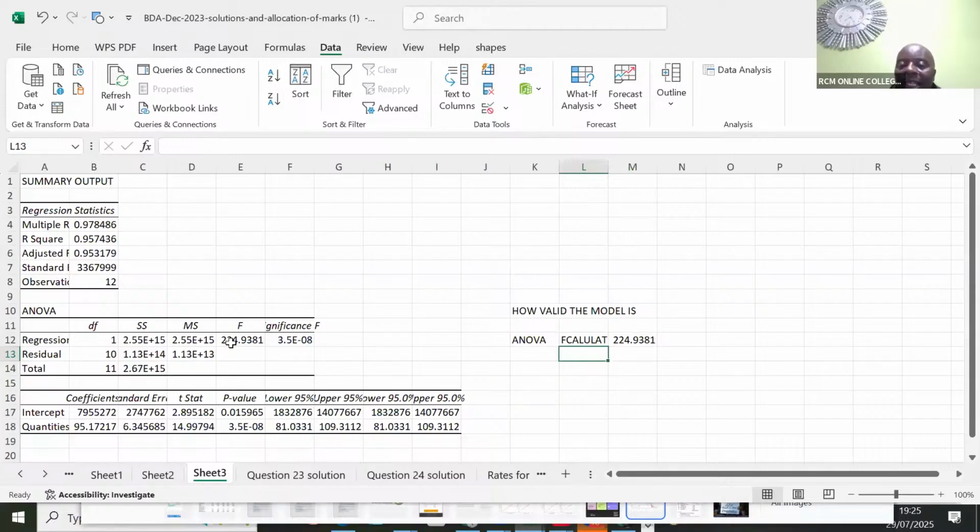So you compare this with the significance F. This significance F, I can see it here, ladies and gentlemen. I can see my significance F here, my good students. The significance F is here.